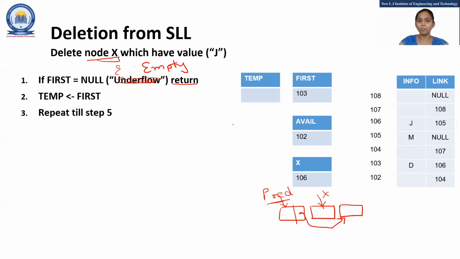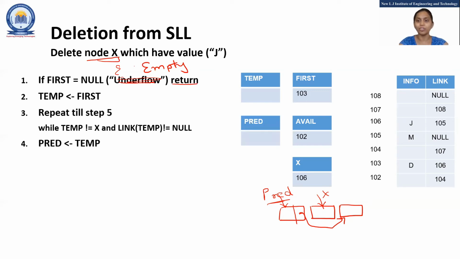So here temp is there, and one more pointer I require, that is predecessor. The predecessor gets its value from the temp. Now in our case, what is temp? Temp has the value from first. What will first have? First has 103. So predecessor also has value 103.